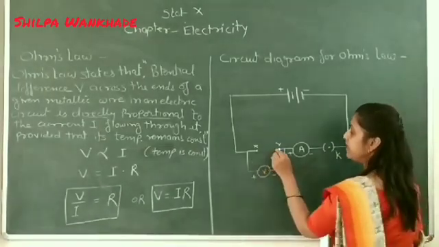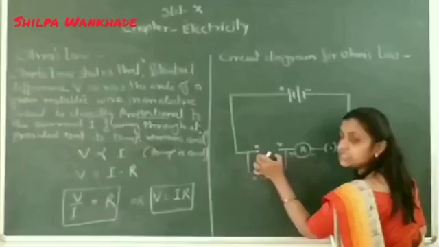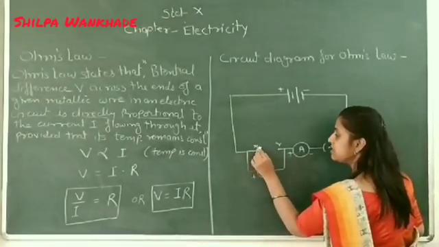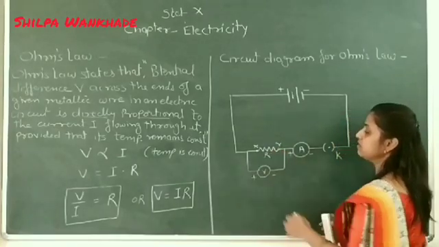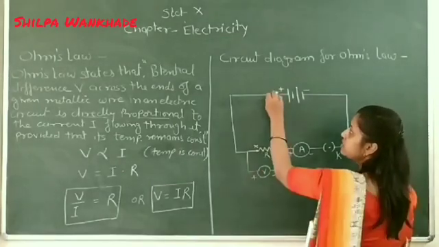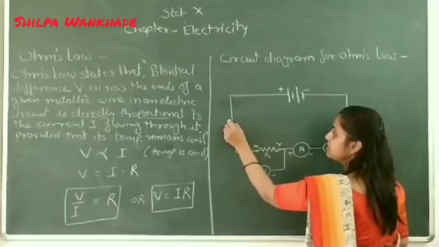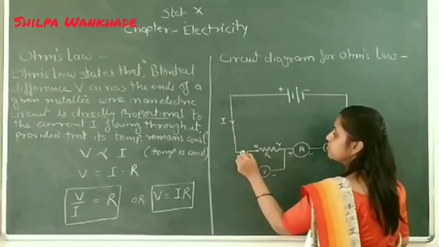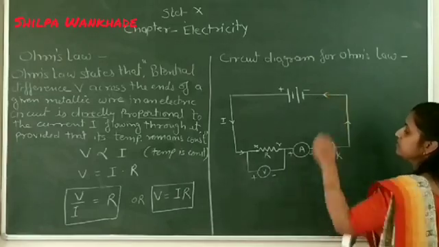So between X and Y, there is a metallic wire having some resistance, and as it has resistance we show it with this symbol. This is the symbol for resistance. And how does the current flow? The conventional direction for current is from positive to negative, and this is the direction of the current. So in this way, the current flows through the cell.